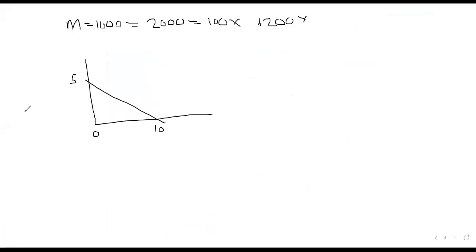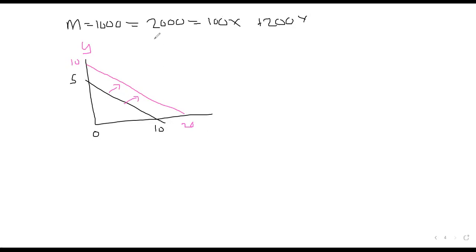This simply means that our curve will shift outwards, meaning you're able to buy double of each unit. Instead of buying 5 units of Y, we're going to buy 10 now, because 2,000 divided by 100 is 20, and 2,000 divided by 200 is 10.